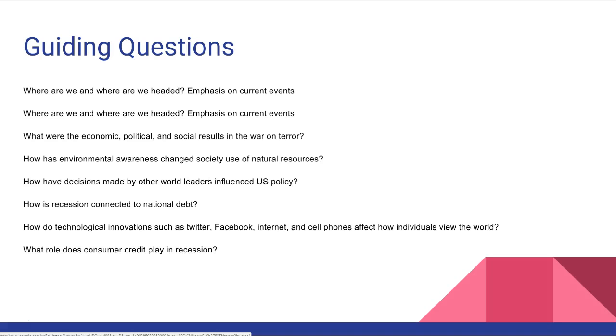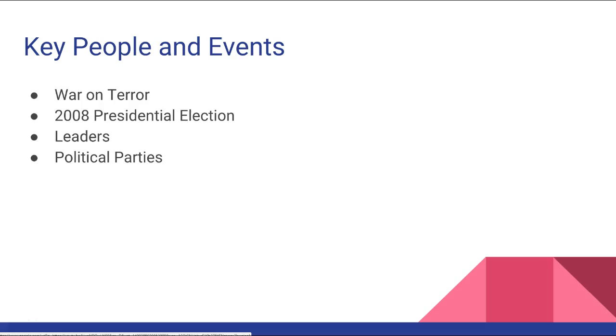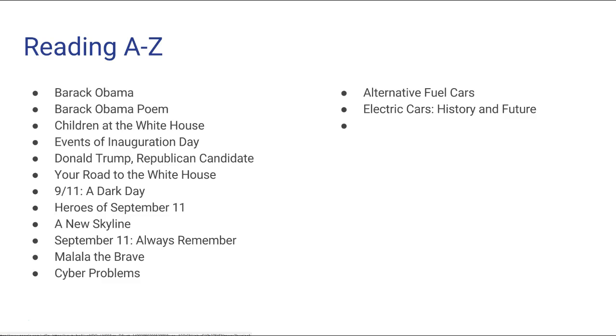So this might be, you find a newspaper article about driverless cars. That is one of the ways that we're changing. Talking about social media, the last election, those kind of things. So here's our vocabulary, our key people and events, so Reading A to Z, again, here are the titles.